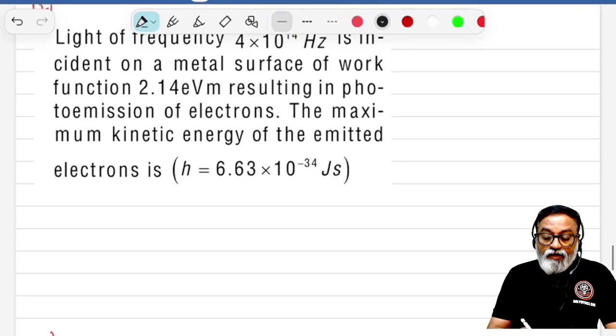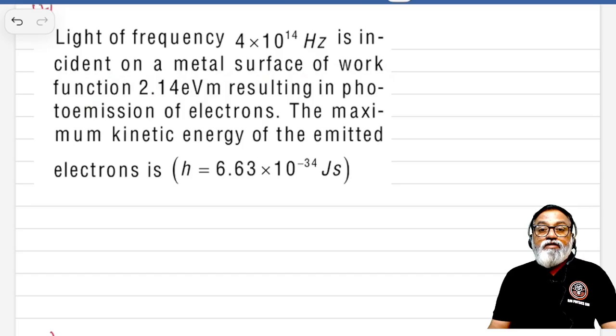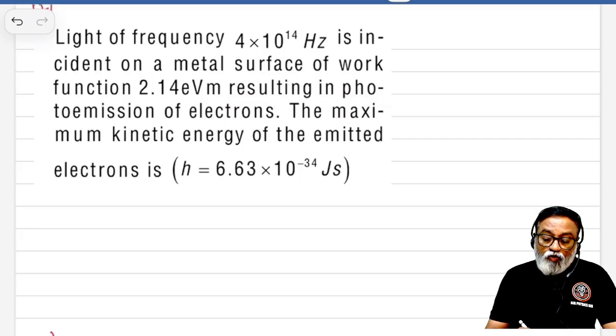Next one. Light of frequency 4 into 10 to the power 14 Hz is incident on a metal surface of work function 2.14 electron volt. The resulting photo emission: work function is 2.14 electron volt.